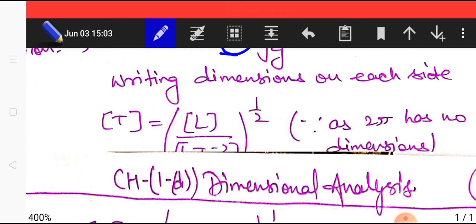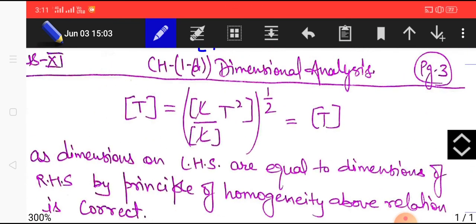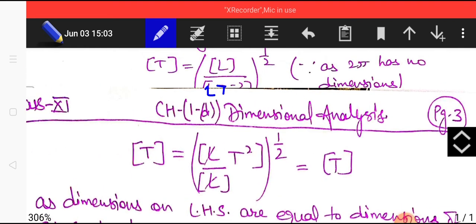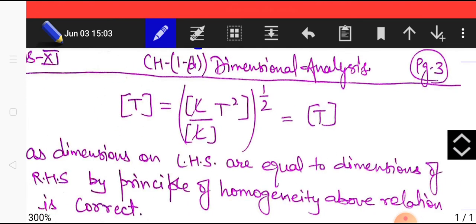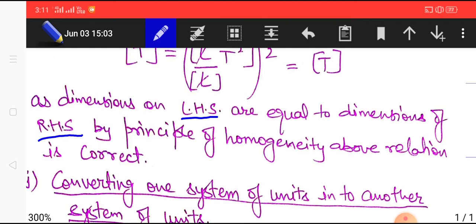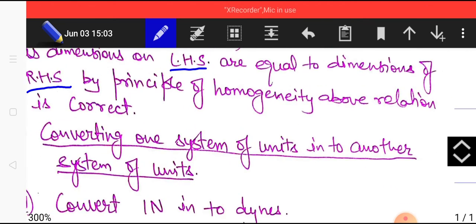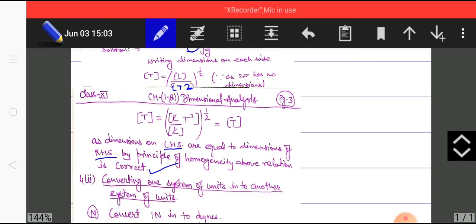L divided by L T minus 2. So L and L will get cancel out, and T from denominator where it has power minus 2, when come in numerator it becomes power plus 2, and then it's having square root, or we can say half, so it becomes T. So as dimensions on left hand side are equal to dimensions on right hand side, then by the principle of homogeneity the above relation is correct. So that is how you can check the dimensions of so many other relations.